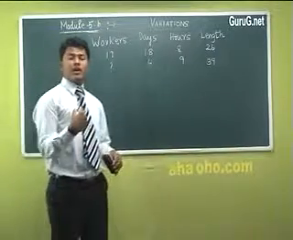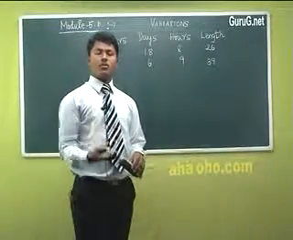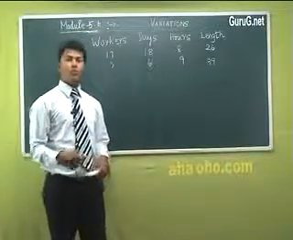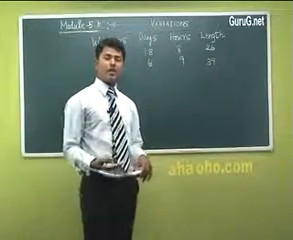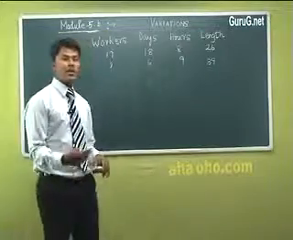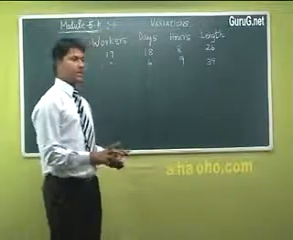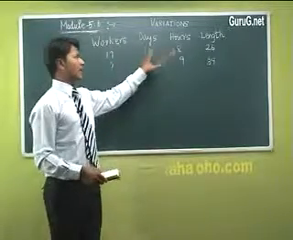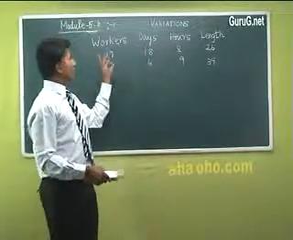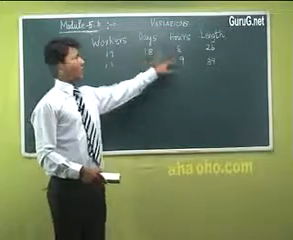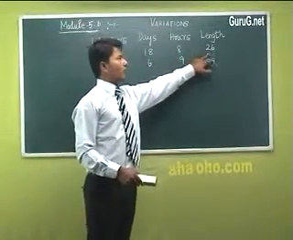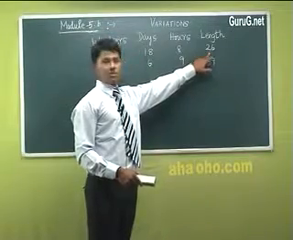So we have seen problems in inverse variation and problems in direct variation. This problem involves both the variations, both direct variation and inverse variation. We will see how to solve such problems. As I said, write down the data. There are 4 data involved: workers, days, hours and length. 17 workers working for 8 hours per day build a wall of length 26 meter.